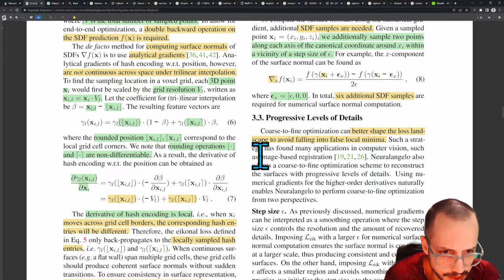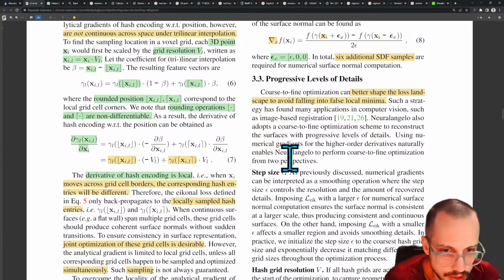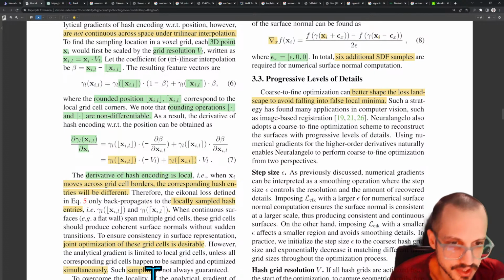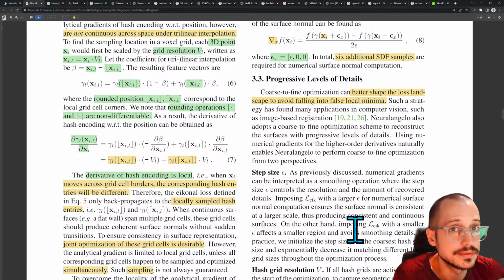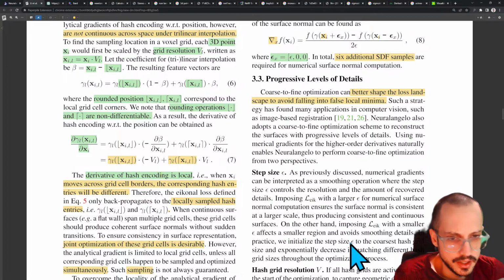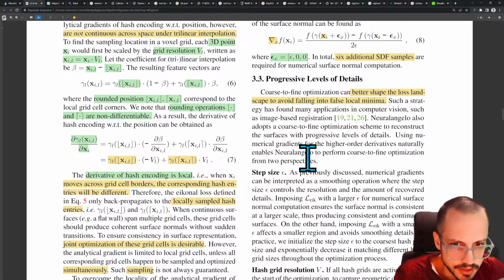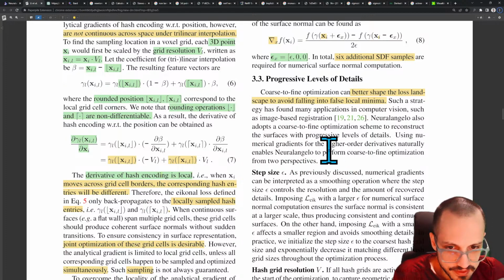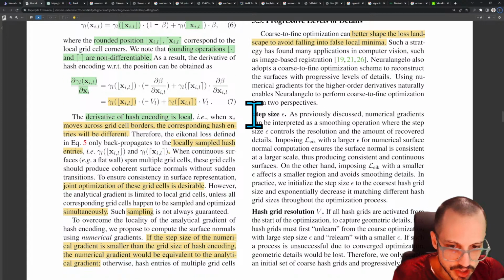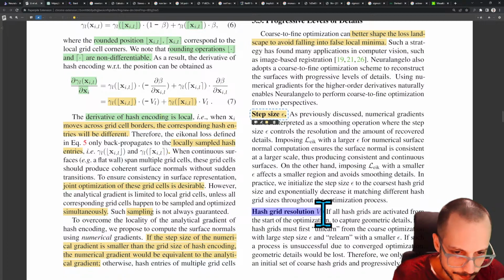Such a strategy has found many applications in computer vision, such as image-based registration. Neuralangelo also adopts a coarse-to-fine optimization scheme to reconstruct the surfaces with progressive levels of detail. Using numerical gradients for the higher-order derivatives naturally enables Neuralangelo to perform coarse-to-fine optimization from two perspectives: step size and hash grid resolution.